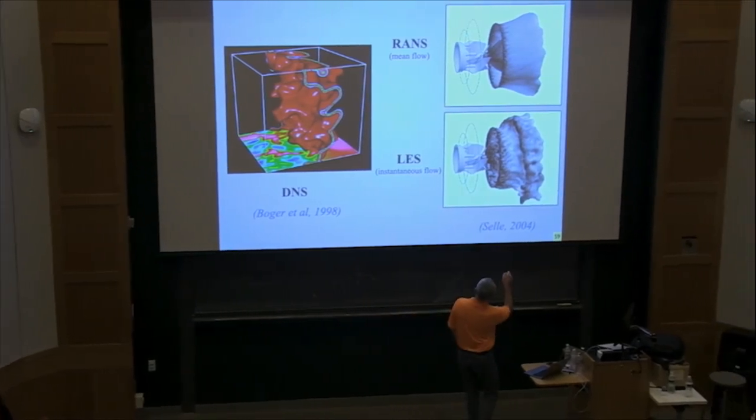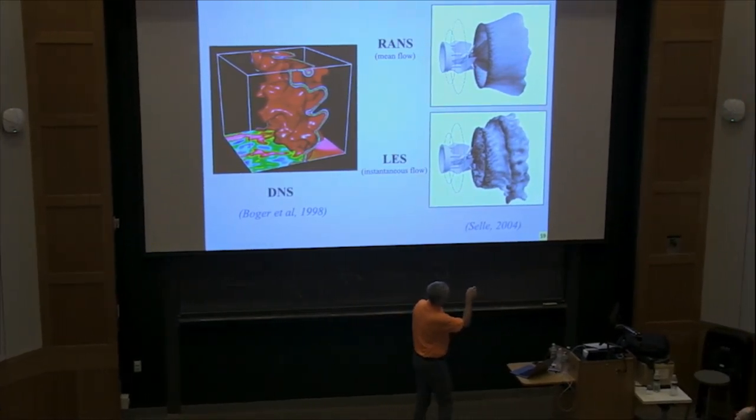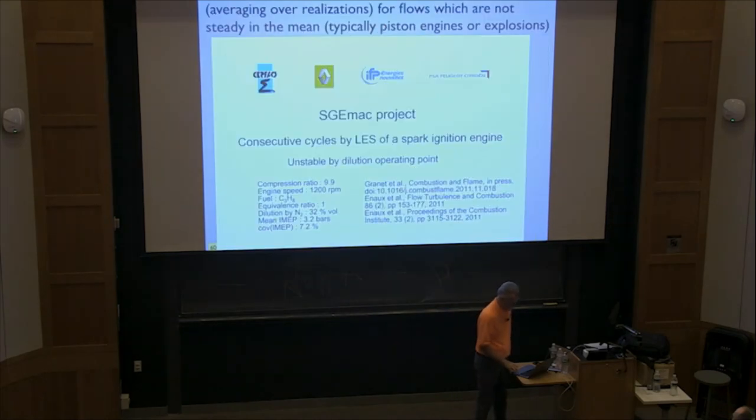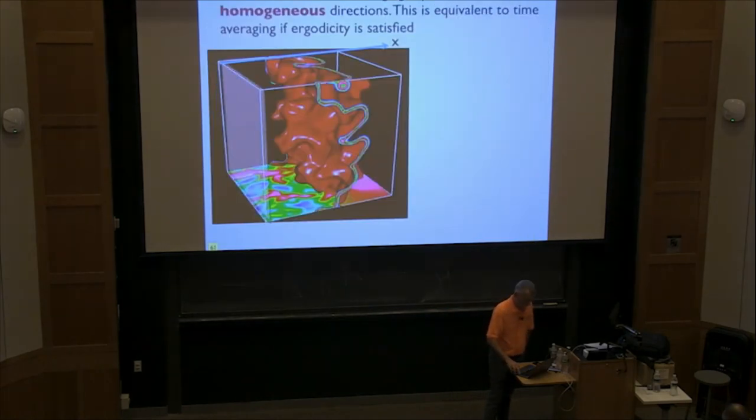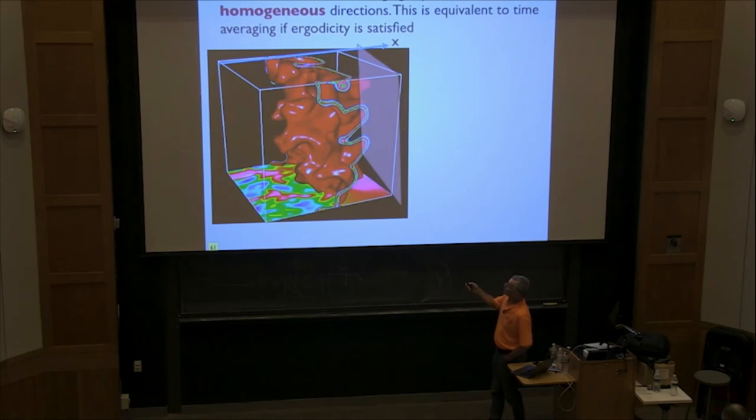Here you have a view of a RANS computation where you average over time. Obviously, the result does not depend on time because you averaged it. And you have here a view of what an LES would give you at one instant. So, just an example here of averaging over space.